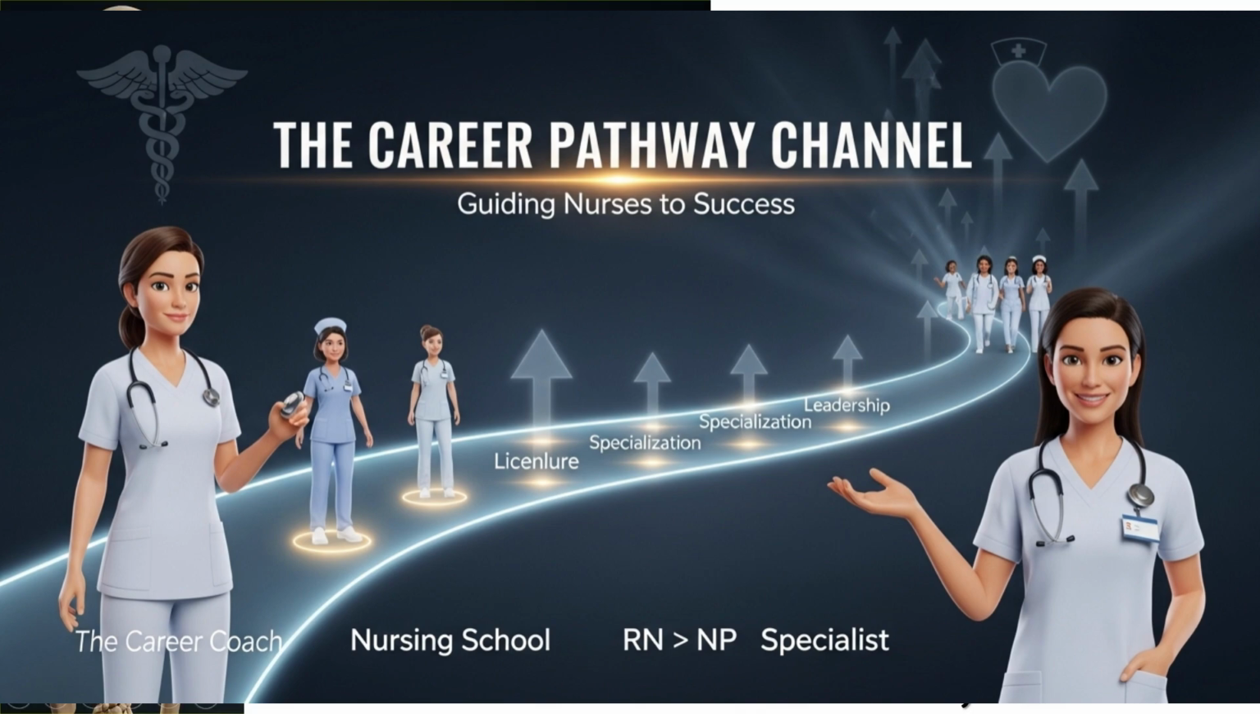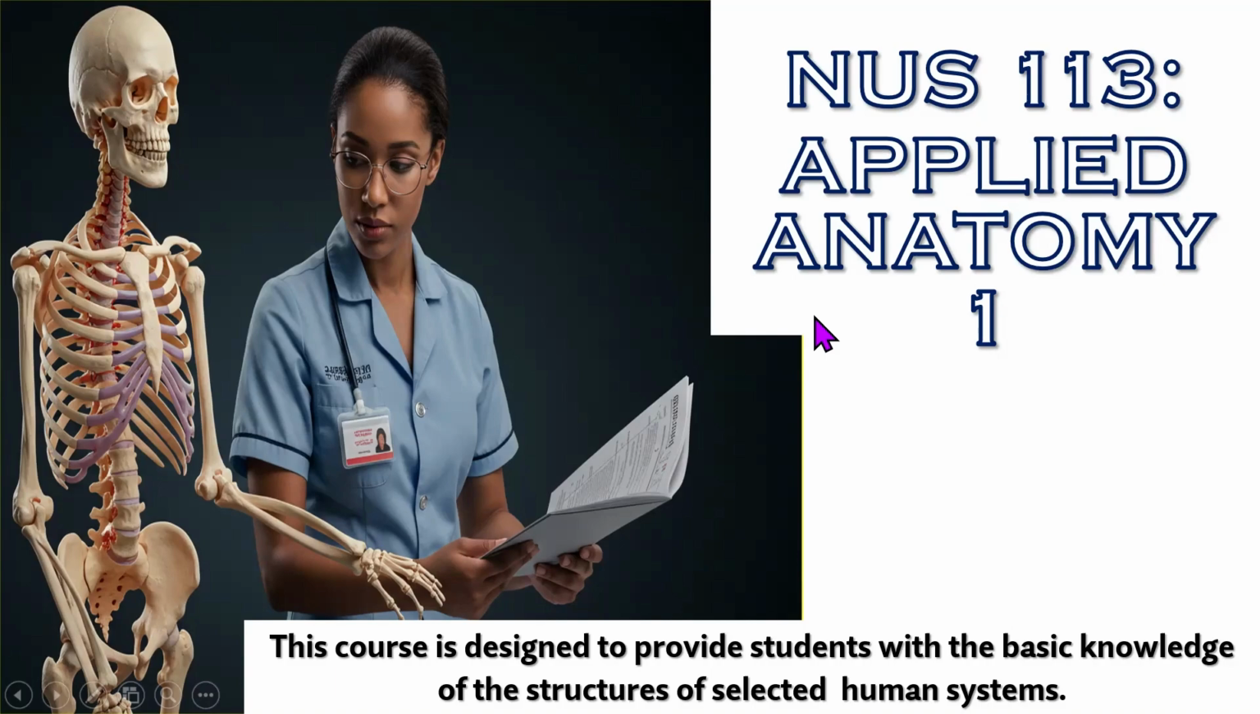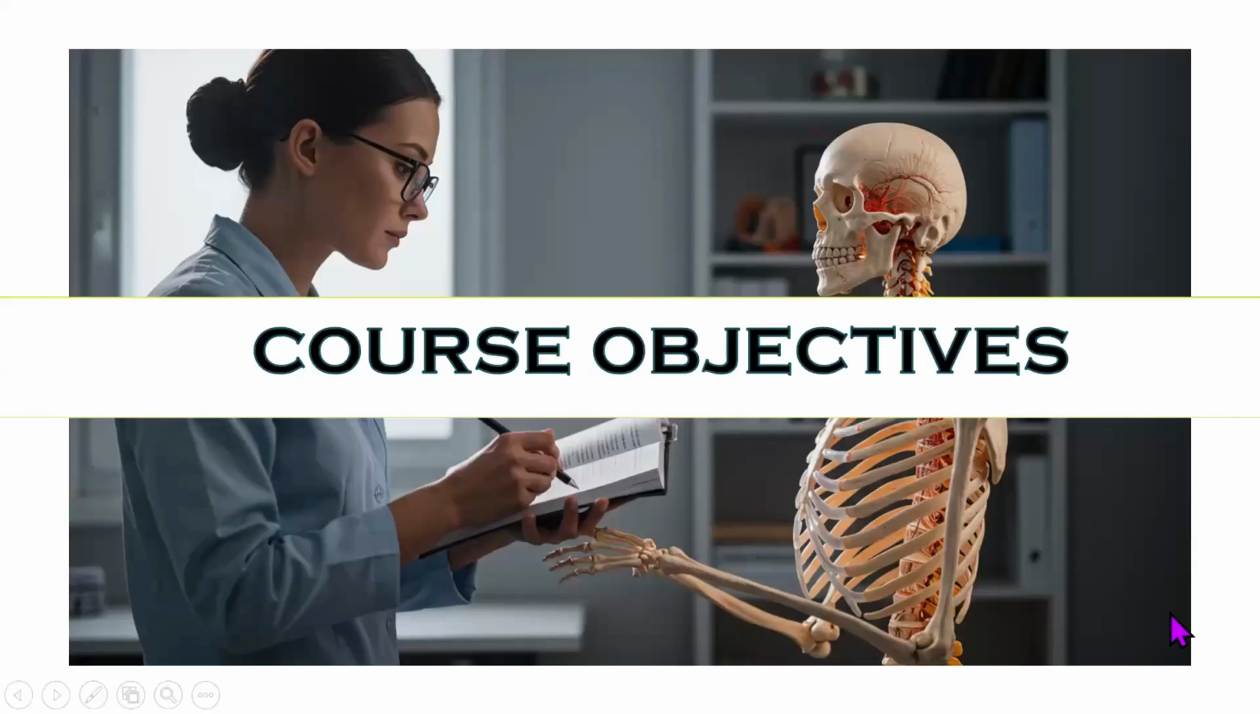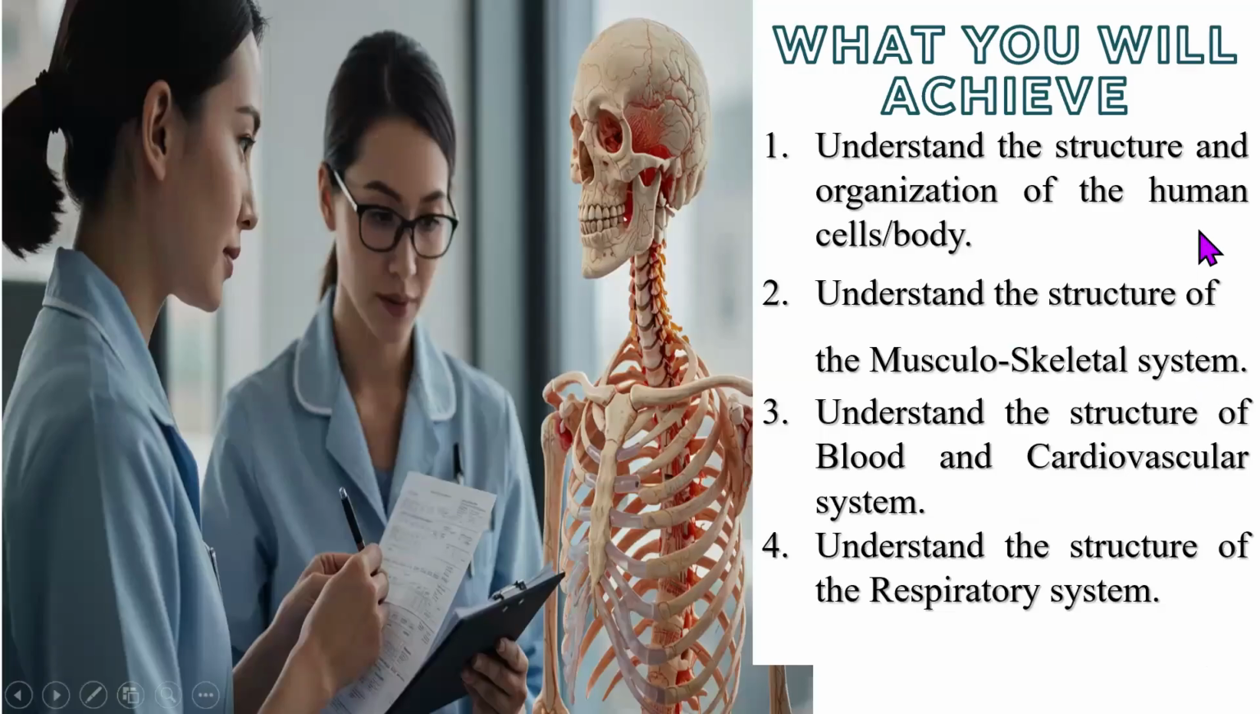Here's your career coach. On this playlist, we'll cover NUS 113 Applied Anatomy 1. This course, Anatomy 1, is designed to provide students with the basic knowledge of the structures of selected human systems. We'll move to the course objectives, which are all the topics you'll be discussing for your NUS 113 Applied Anatomy 1. So for Anatomy 1, we'll discuss 4 basic topics.